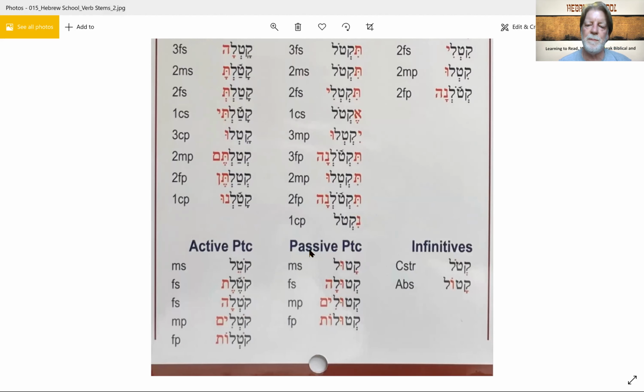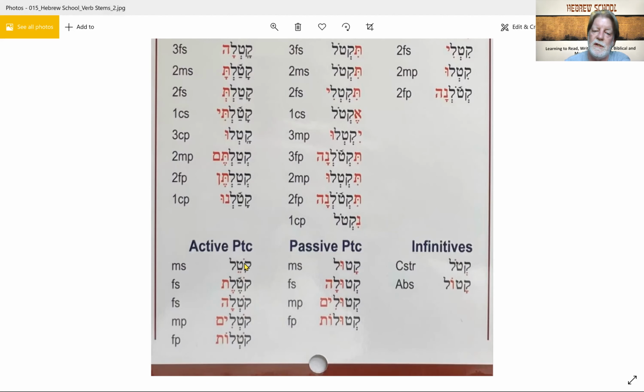Then we have participles and we have infinitives. And the thing I want to point out here is, again, sometimes it's hard to sort these out, but if you see a lot of participles and a lot of infinitives happen in the third person singular.